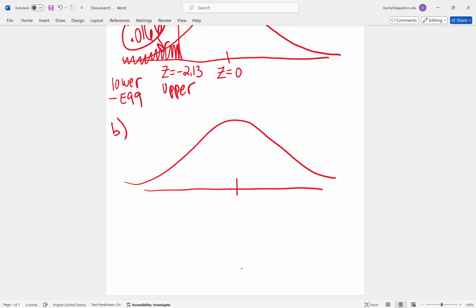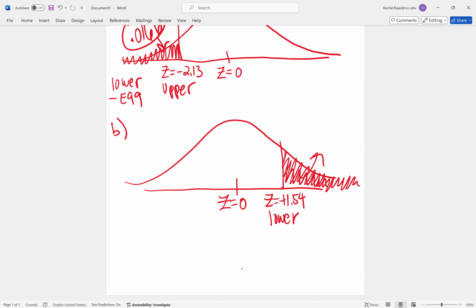So a z-score of 0 goes in the center. A z-score of positive 1.54 goes to the right, and we want the area greater than. So I'm shading the area to the right. And this is the area that we want to find. Now the lower bound is the 1.54. This is the lower bound on the shaded region.